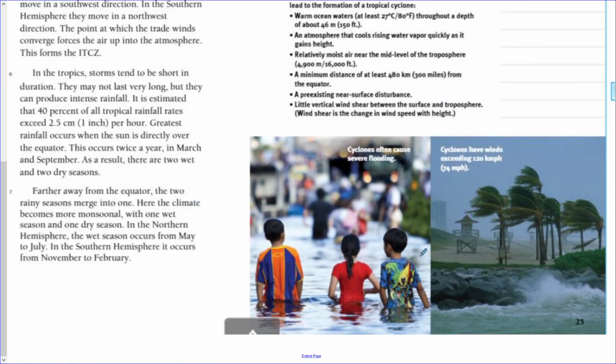These cyclones often cause flooding. So if you can see these kids, they're waist deep in water, and they can have high winds that exceed 74 miles an hour.